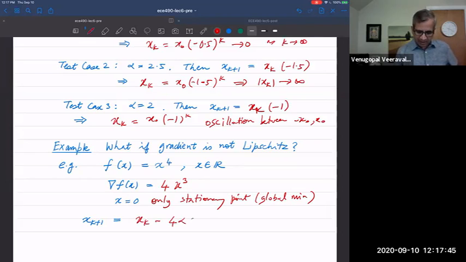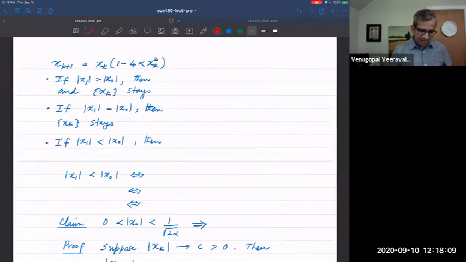So we'll get that the gradient is 4x cubed, so you get 4 xk cubed. So this is xk times 1 minus 4 alpha xk squared. So that's how the gradient descent would proceed. Xk plus 1 is equal to xk times 1 minus 4 alpha xk squared. Okay, so let's look at some cases here.